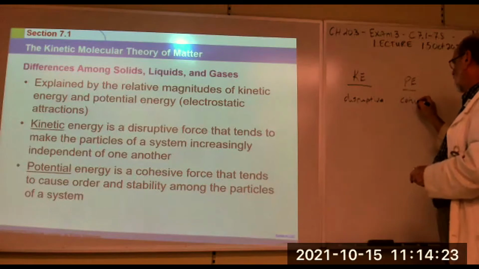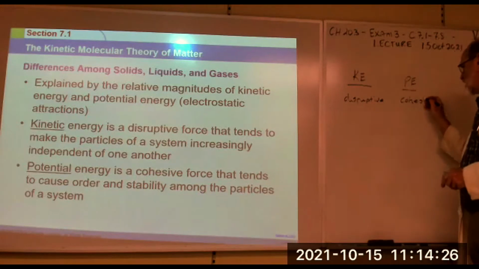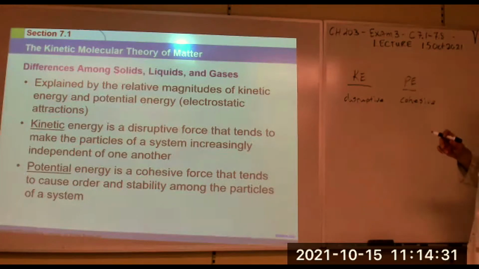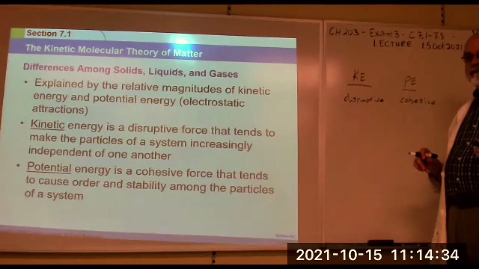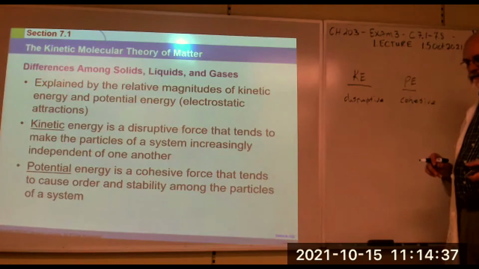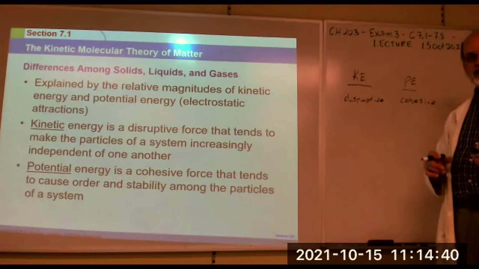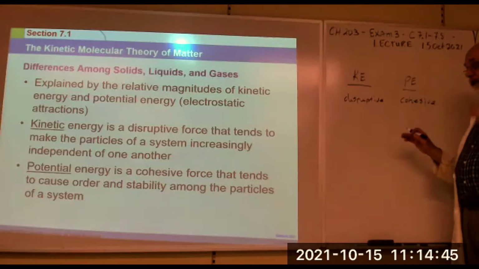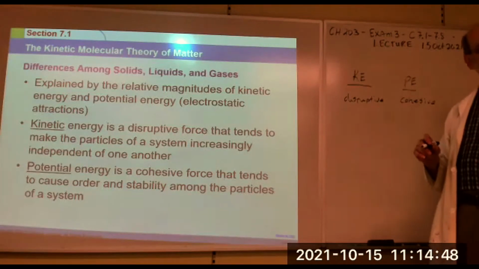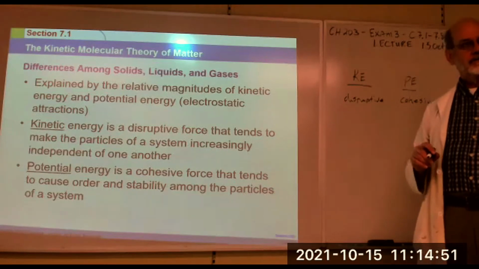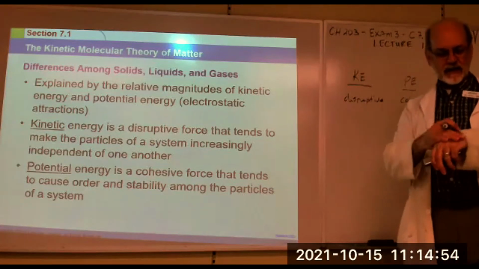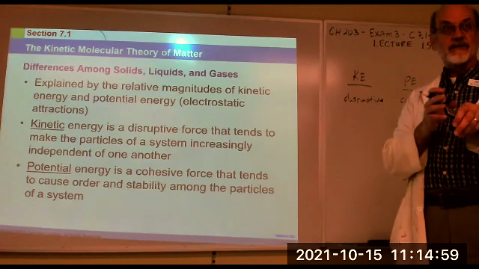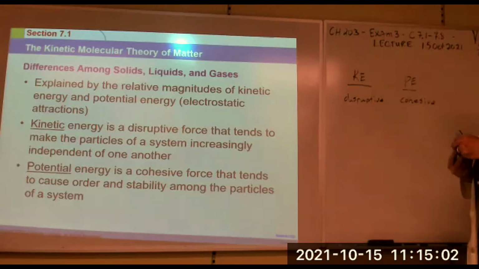And potential energy is a cohesive force. Actually, the definition of cohesive is attraction between like particles. So cohesive could be described in terms of what holds water together in a glass of water. They're all the same molecules, so there's cohesive force. But adhesive forces describe attraction between unlike particles. So when you put a Band-Aid on, the Band-Aid adheres to your skin. They're obviously not the same material. Those are adhesive forces.